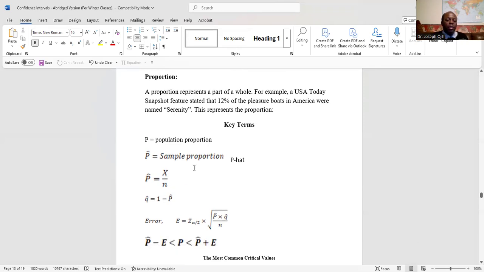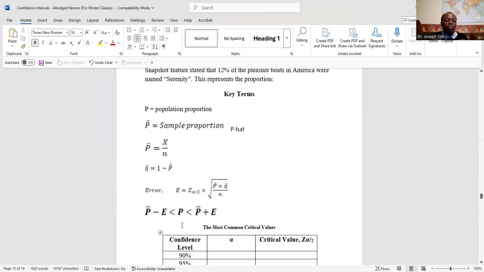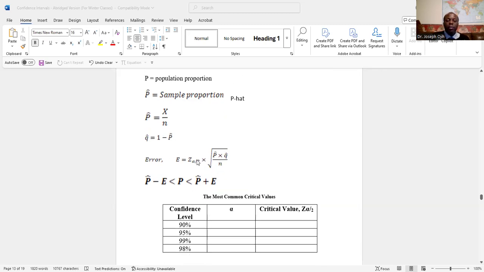To do that, we need to understand the key terms we'll be using. Those key terms are as follows. The proportion itself, which is the population proportion, P. Then the sample proportion, we call it P hat. The formula for P hat is X over N. Sometimes P hat will be given as a percent, and in that case, you use the percent to calculate it. Then Q hat is 1 minus P hat. Then you calculate the error margin using this formula here.